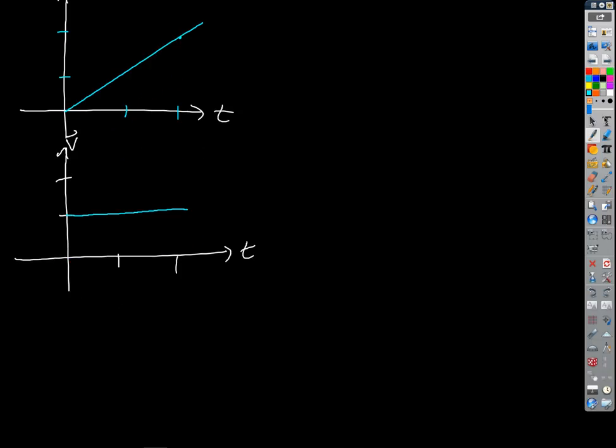Now let's see if we can relate those in a way that's interesting. Okay, so we said that was 0. Is there a mathematical way that you think you could relate the velocity graph to the position graph? Anybody see anything there? I know you got it. Anybody else see anything there?